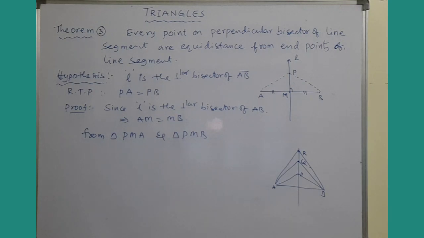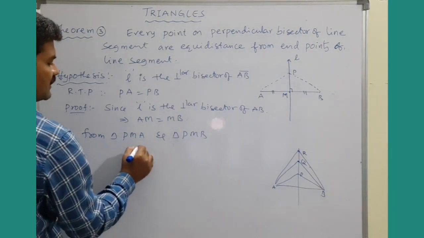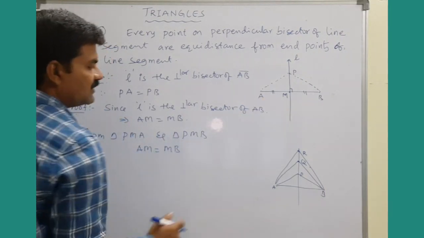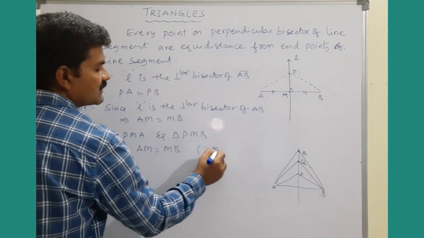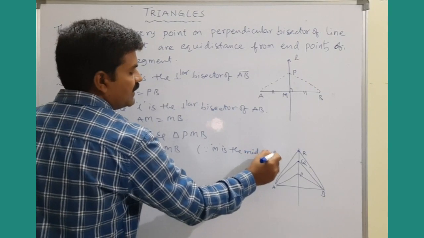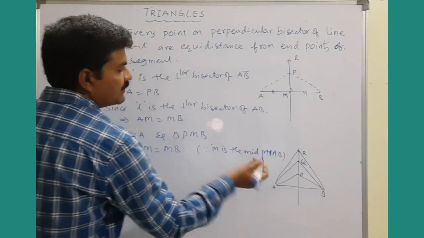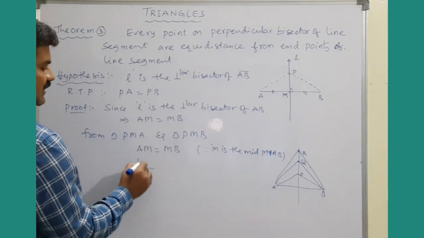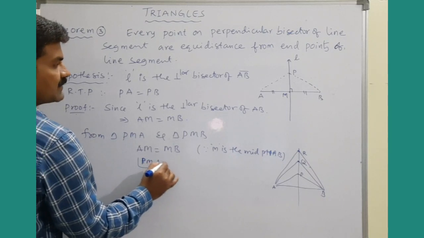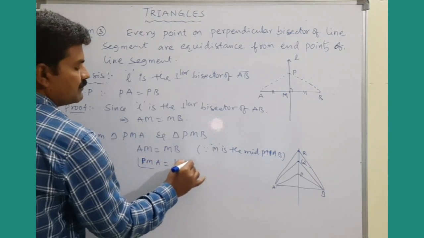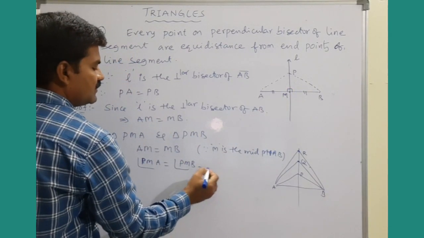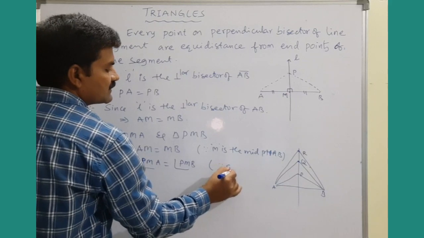How can we prove that? So just now we got, first of all, AM is equals to MB. Very clear, because M is the midpoint of AB. Fine. And look at this angle, angle PMA, which is equals to angle PMB. Because of perpendicular bisector, these two angles are equals to 90 degrees.